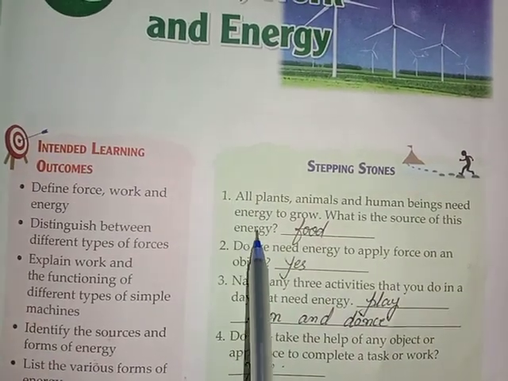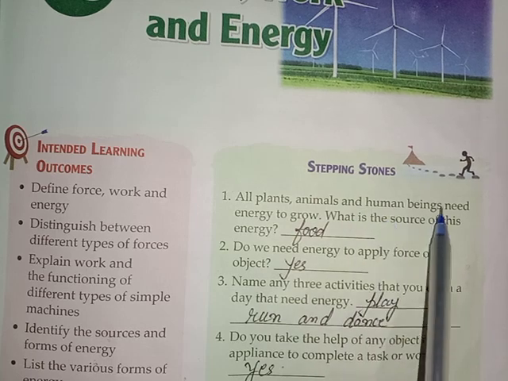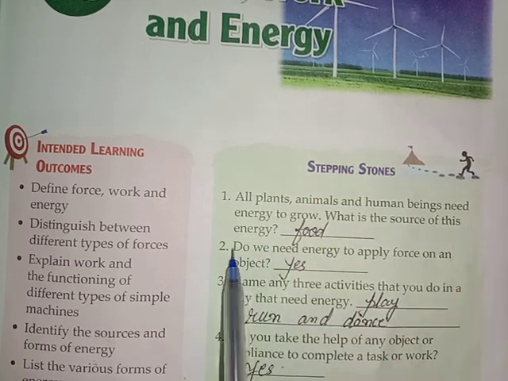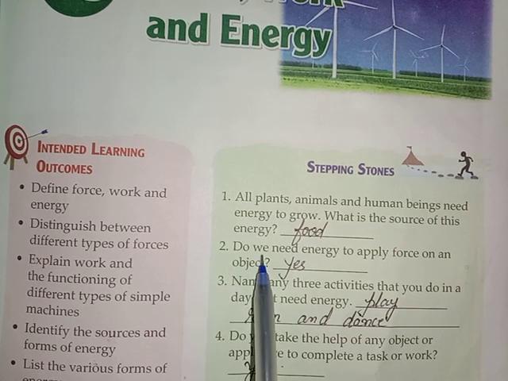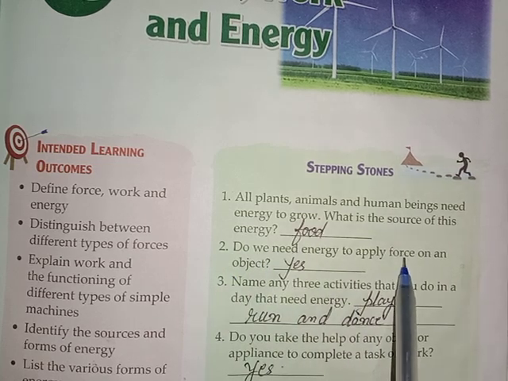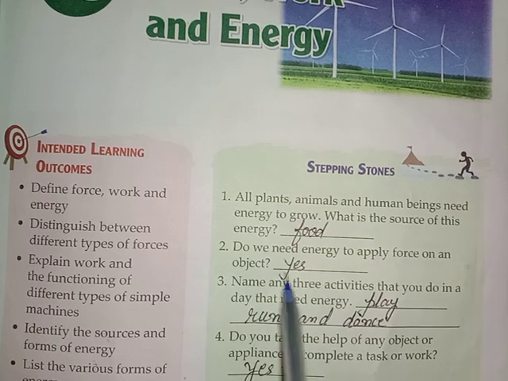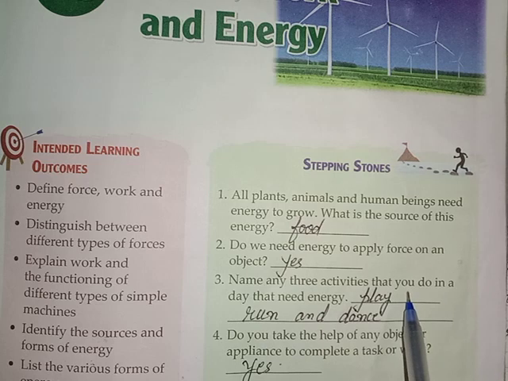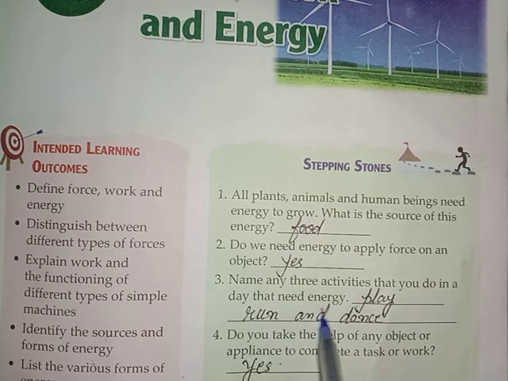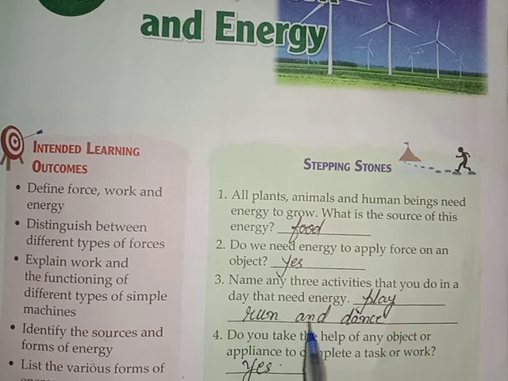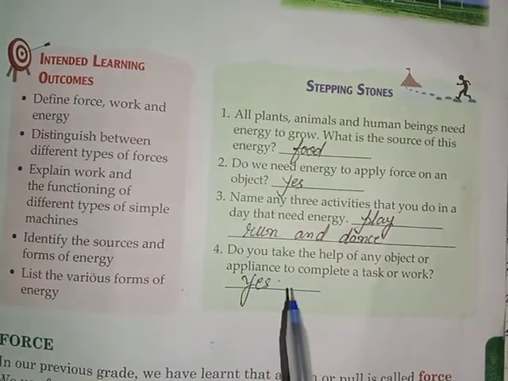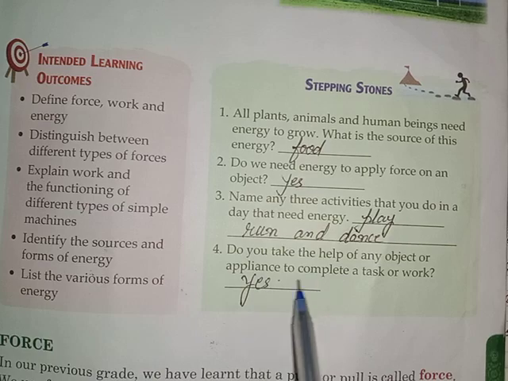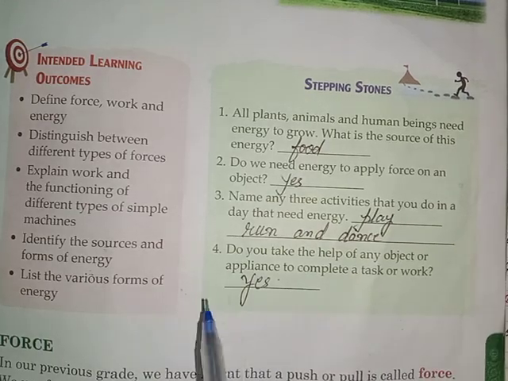First, all plants, animals and human beings need energy to grow. What is the source of this energy? Food. Second, do we need energy to apply force on an object? Yes. Third, name any three activities that you do in a day that need energy. Play, run and dance. Four. Do you take the help of any object or appliance to complete a task or work? Yes.